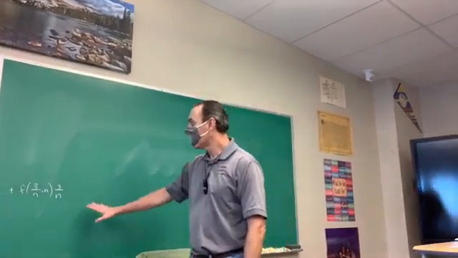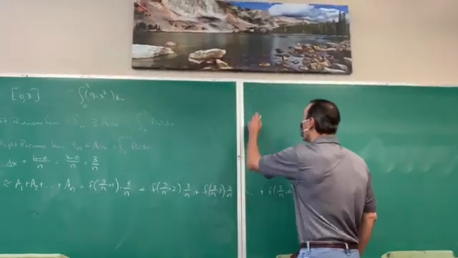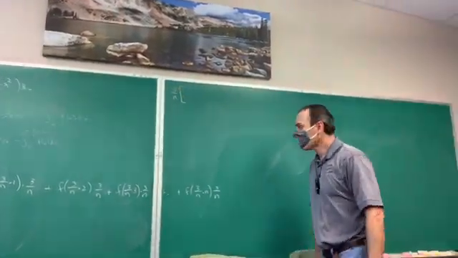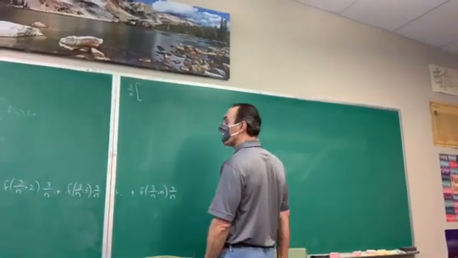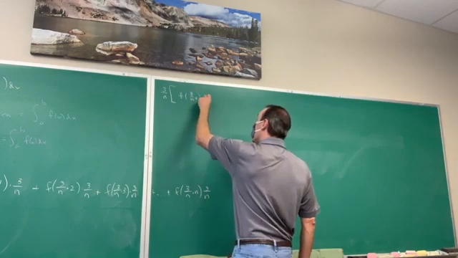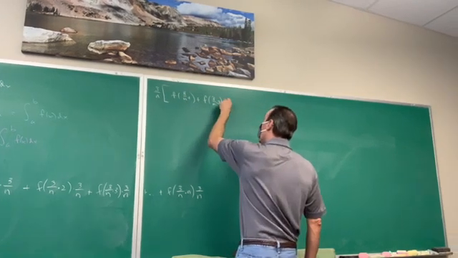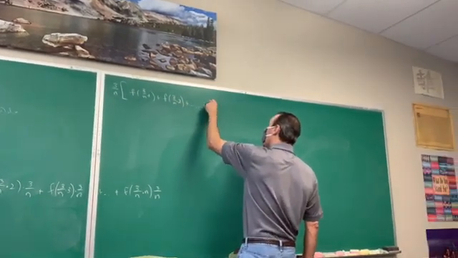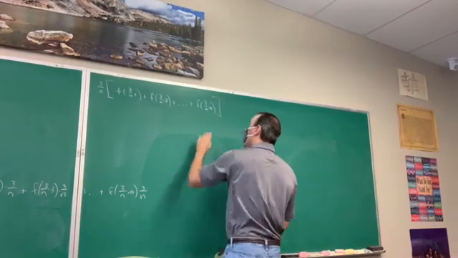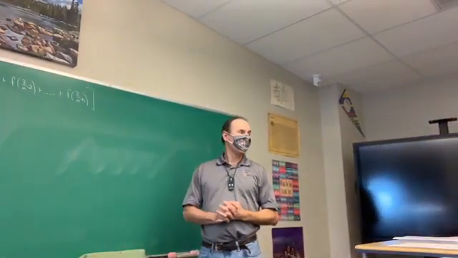So, all of these had a common factor of 3 over n. I'm going to pull them out. There's the 3 over n, big bracket. Okay, so now we've got inside here f of 3 over n times 1 plus f of 3 over n times 2 plus dot dot dot, all the way out to f of 3 over n times n. Does that seem reasonable so far?